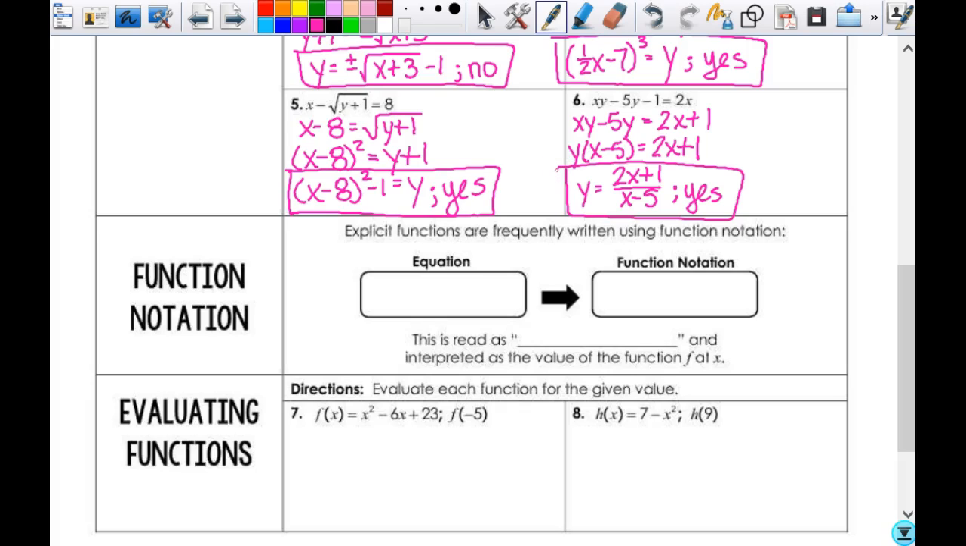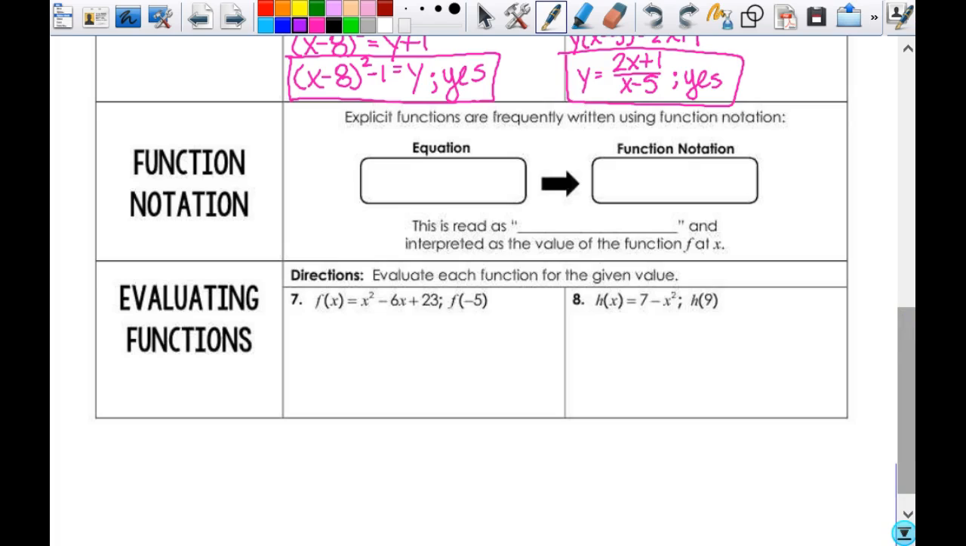Okay, so then function notation. Now this probably didn't even need to be in here because if this is brand new to you, I'm really going to be worried. But this says explicit functions, not equations. Those were all explicit equations because we were deciding whether or not they were functions. But explicit functions are frequently written using function notation.